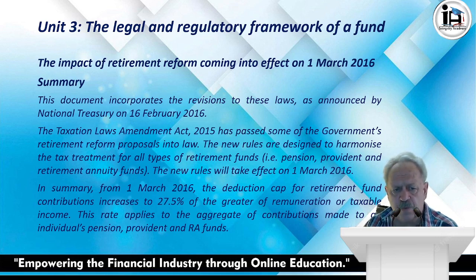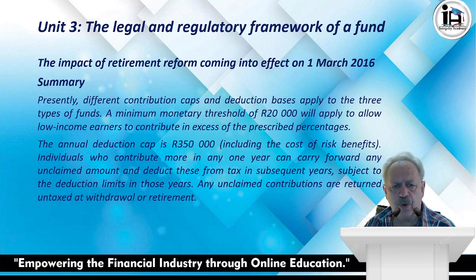In summary, from the 1st of March 2016, the deduction cap for retirement fund contributions will increase to 27.5%. Now, for pension funds, it used to be 7.5%, provident funds 20%. Employer plus the member could have contributed about 20%. So this 27.5% is a 7.5% increase above the previous levels, which is the greater of remuneration or taxable income. This rate applies to the aggregate of contributions made to individual pension, provident, and retirement funds. So it's now altogether 27.5%. Presently, different contribution caps and deduction bases apply to the three types of funds.